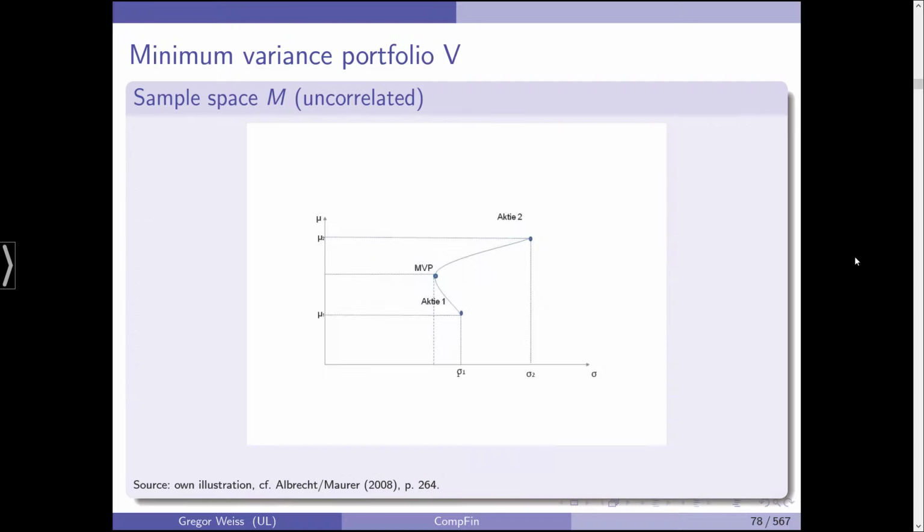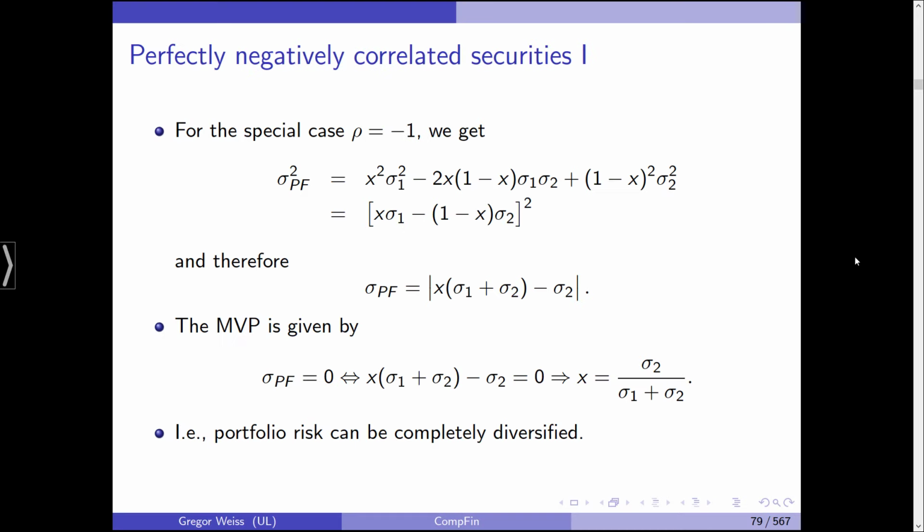So here on this plot, you can see how the straight line, in case of the perfect positive correlation, is now tilted to the left, and the point that is farthest left on the hyperbola arm is the minimum variance portfolio in case the two stocks are uncorrelated. Again, this is rho equal to 0. If we have a different rho, then of course we also get a different plot and a different minimum variance portfolio. What happens if we have perfectly negatively correlated securities?